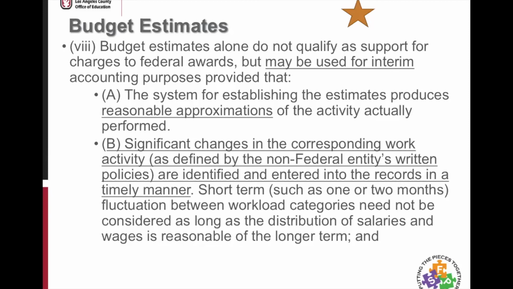Now, the budget estimates, you use them to make approximations, but significant changes of work need to be entered into the records, and all it says is in a timely manner. The old guidance told you it had to be a specific time. Here it's saying one or two short fluctuations, you don't need to do immediately, but long term it needs to add up. So you need to reconcile those numbers.